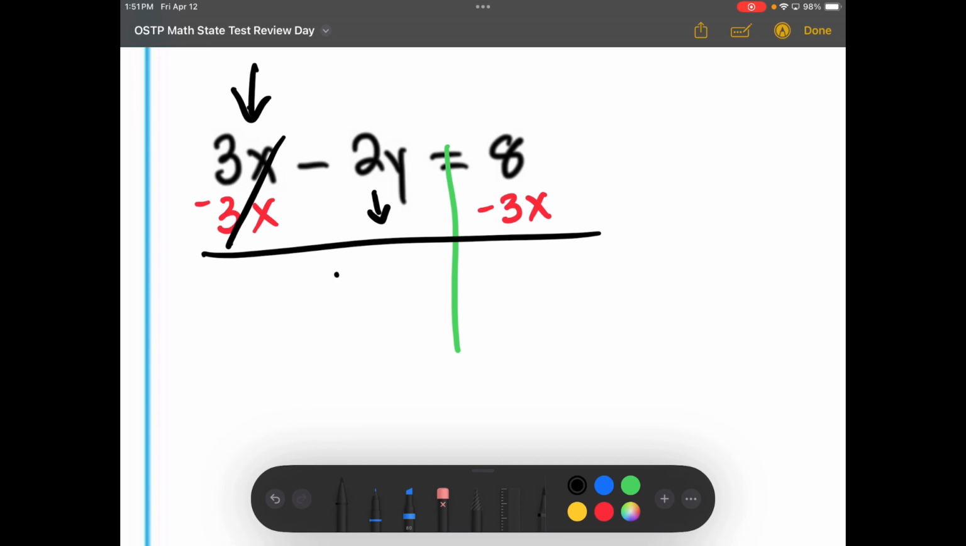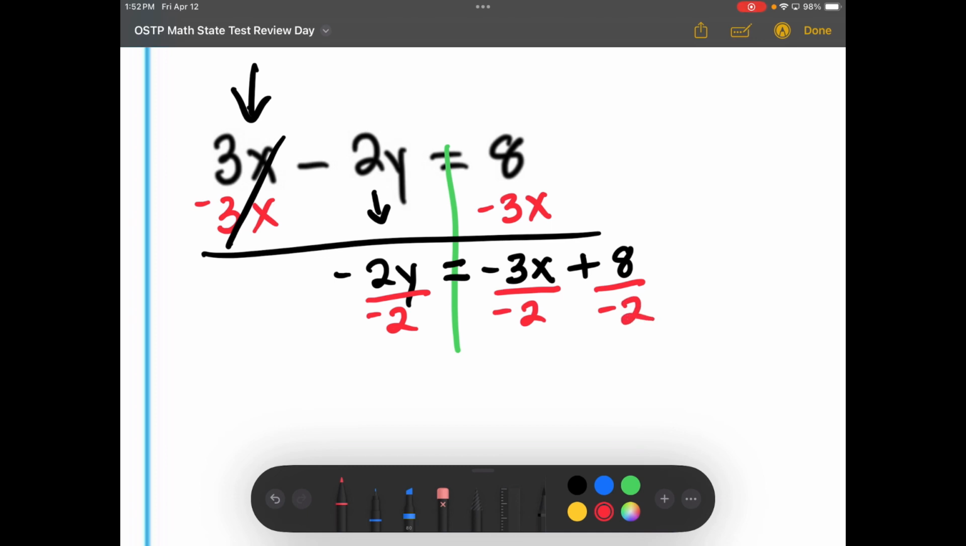Bring down your negative 2y equals, and then you put these two side by side. You put them side by side because they're unlike terms. You cannot add them together. All right. Now, what does step 2 say? Undo multiplication with what? Division. So you have to divide by negative 2. On both sides, you have to divide everything by negative 2. You can't leave anything out. It's all about keeping it equal, balanced.